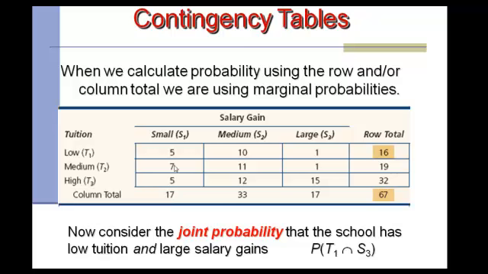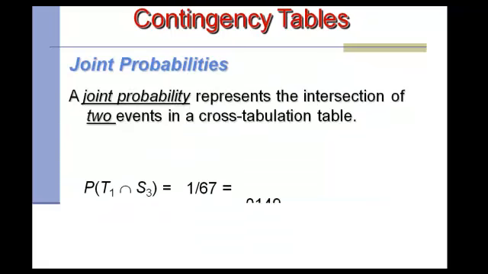5 out of 17. What is the probability that given they had a small salary gain, they paid a medium tuition? That would be 7 out of 17. And again, given they had a small salary gain, what is the probability they paid a high tuition? 5 out of 17. I don't think I'd be real happy if I were them. Okay, let me go back and find the slides where I left off.